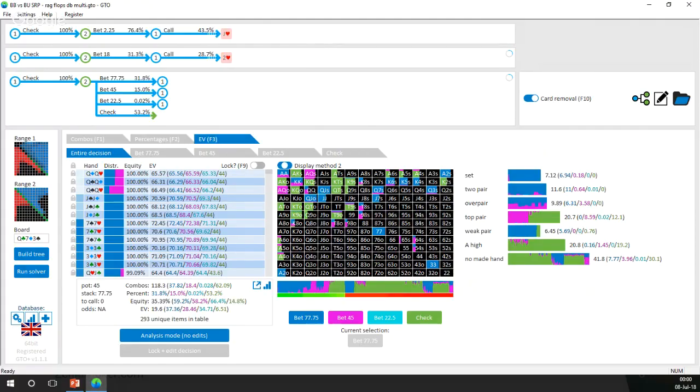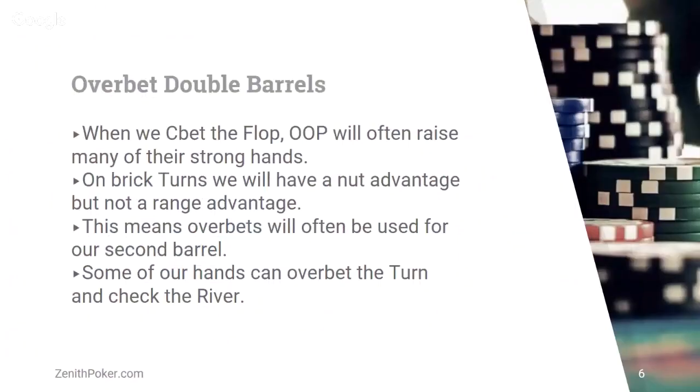And so that is going to bring us to the next part, where we're talking about triple barrel. But do you guys have any more questions about this, or do you want another example of spots where we can overbet as a double barrel? Yeah, I have a question. George, is that you that was talking? Yeah, that was me.